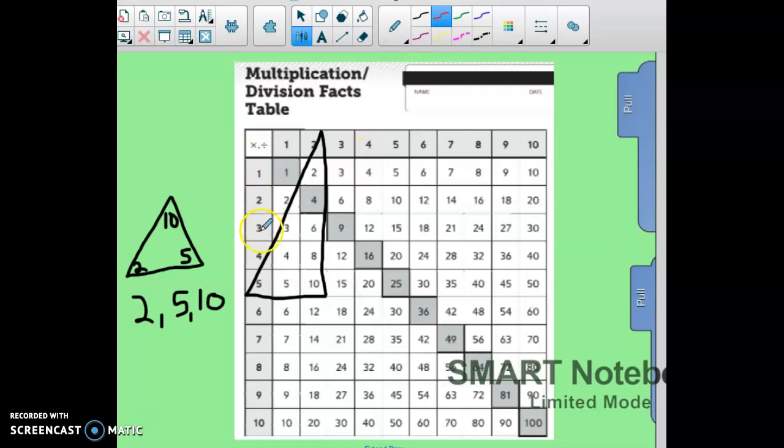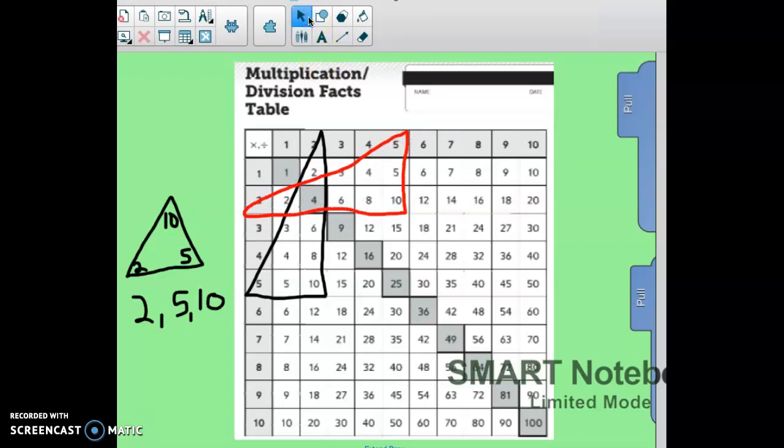So we've already used the 5 over here. We've already used the 2 over here. Think about the turnaround rule. You should have found the 5, skip counted to 10, 5, 10. 5 times the factor 2 gives you 10. There's your other fact triangle for the same fact family. Go ahead and draw the triangle with your pencil.